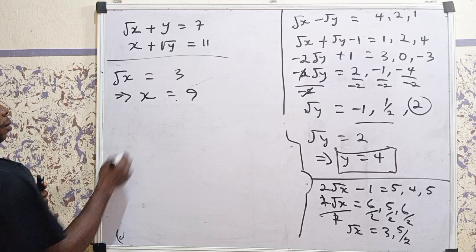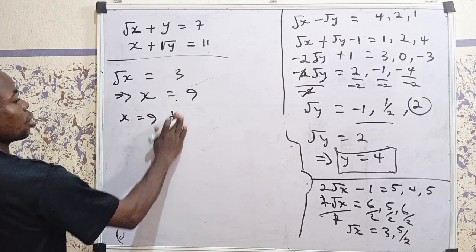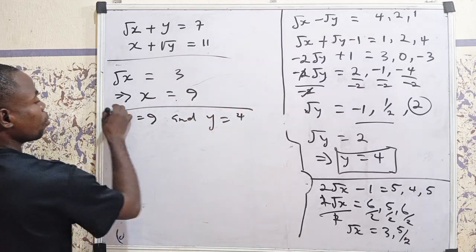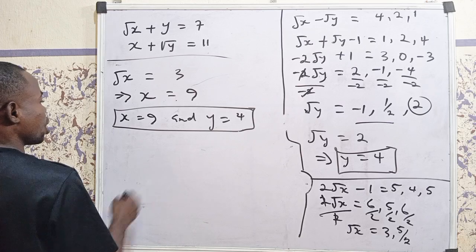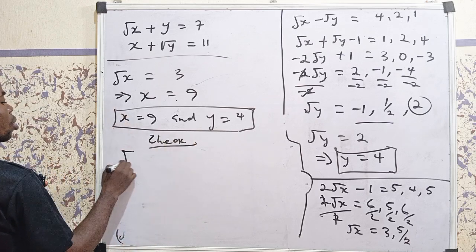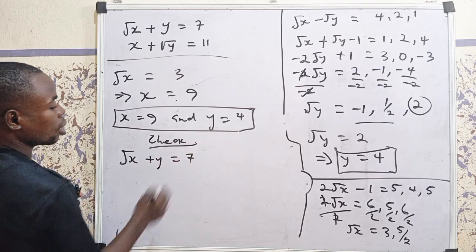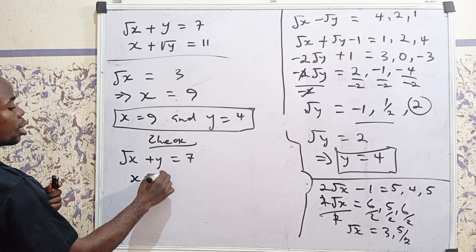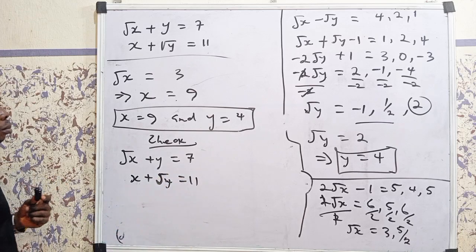Okay, so we've got here that x is equal to 9, and then of course y is equal to 4. So we want to find out whether these two values of x and y will satisfy. So to do that, let's pick our question. What we have is root x plus y is equal to 7, and then of course x plus root y is equal to 11.